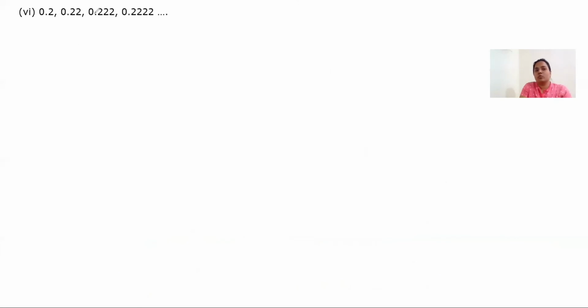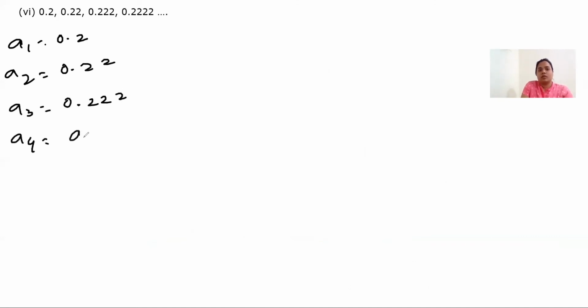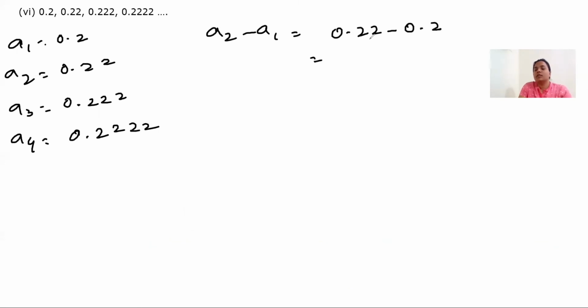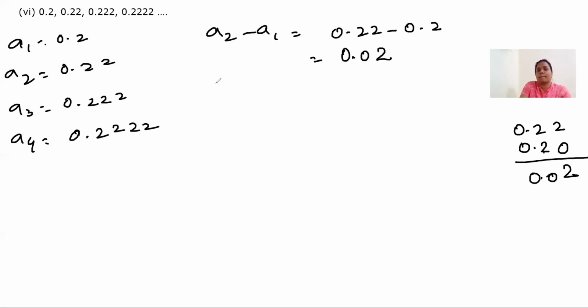0.2, 0.22, 0.222. So A1 is 0.2, A2 is 0.22, A3 is 0.222, A4 is 0.2222. So A2 minus A1 is 0.22 minus 0.2. There is no number, I'll write a 0 over here. So 2 minus 0 is 2, 2 minus 2 is 0. So this is equal to 0.02.